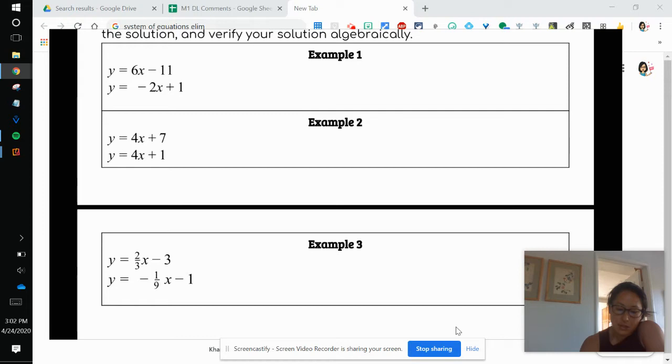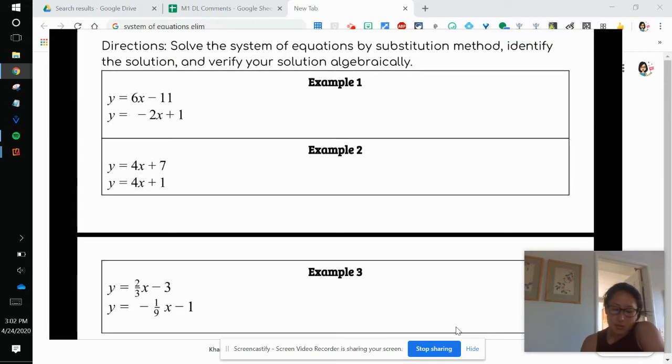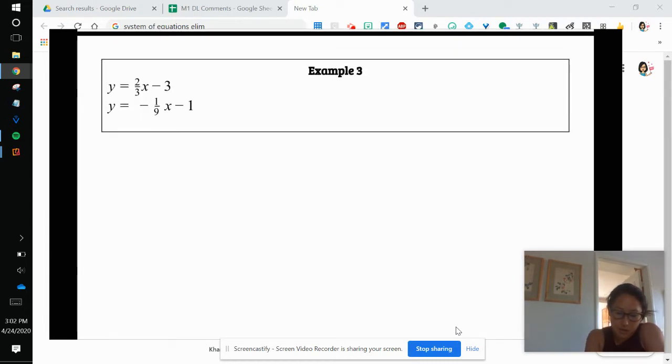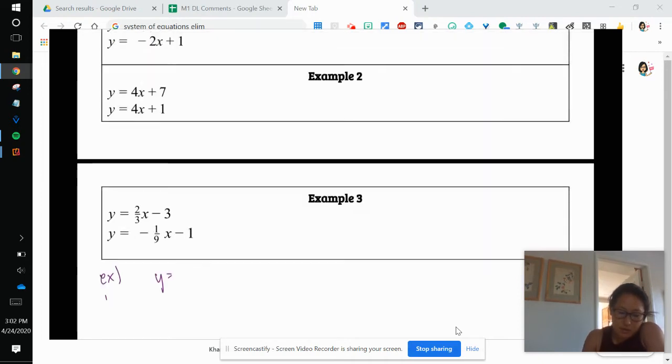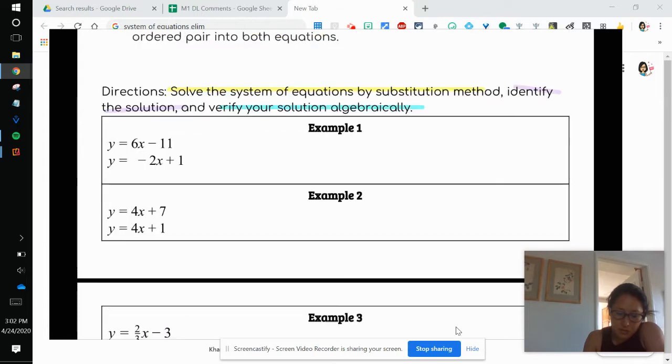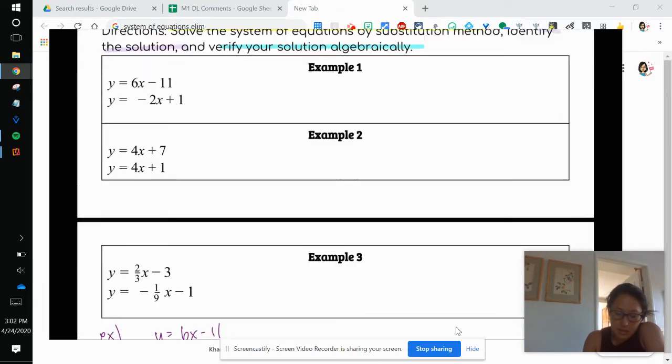Okay, so the first one: y is equal to 6x minus 11, and y is equal to negative 2x plus 1. Today we're going to solve the system, identify the solution, and then verify the solution algebraically. A lot of verifying algebraically. It looks like I didn't leave enough room, so I will go ahead and write these below. Okay, example 1 is y is equal to 6x minus 11, and y is equal to negative 2x plus 1.